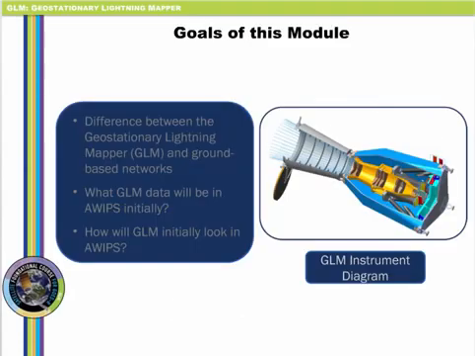There are 3 goals for this module. First, briefly describe the difference between the satellite-based Geostationary Lightning Mapper, or GLM, versus ground-based lightning detection networks. Second, list the initial products that will be available. The module concludes with a brief glimpse at the initial display of the GLM observations in AWIPS.